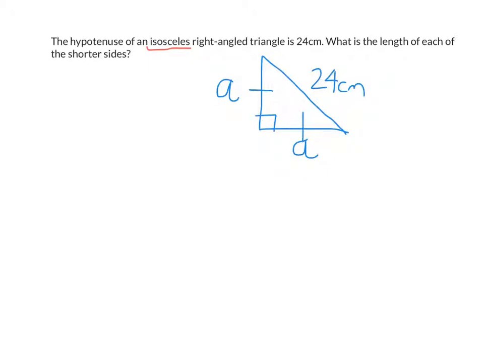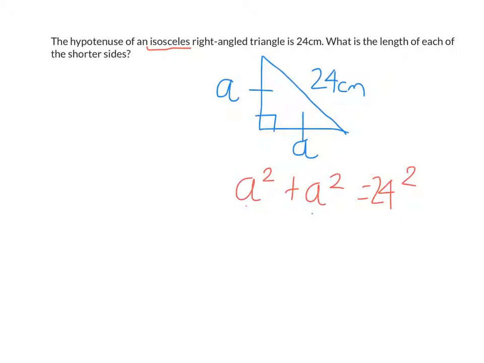So again, we can't go straight to the square root of blah, blah, blah, because there's two unknown sides. But we're going to set up our equation using Pythagoras theorem. So we've got a squared plus b squared equals c squared. But in this case, a and b are the same. So we can just write it as a squared plus a squared equals c squared. Now, of course, in this triangle, c, the hypotenuse, is 24. So I now have an equation that has one unknown.